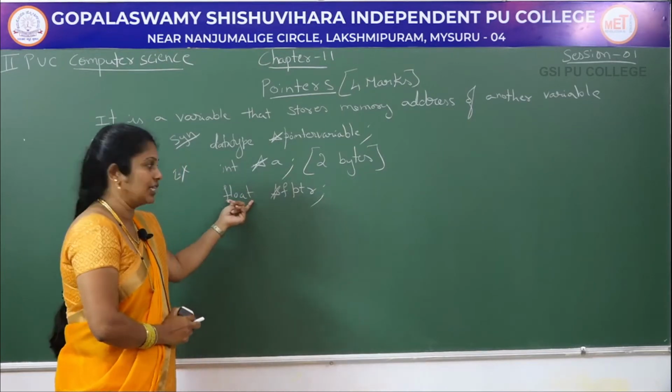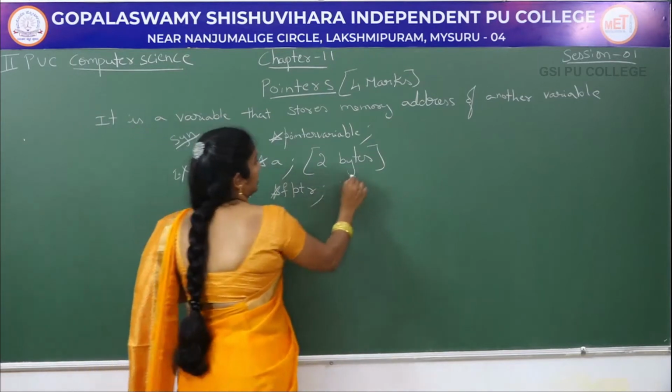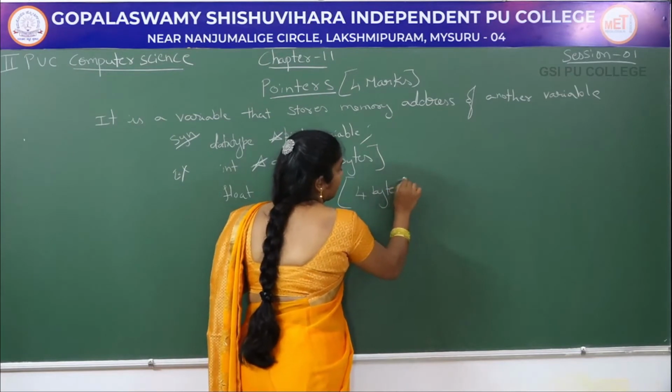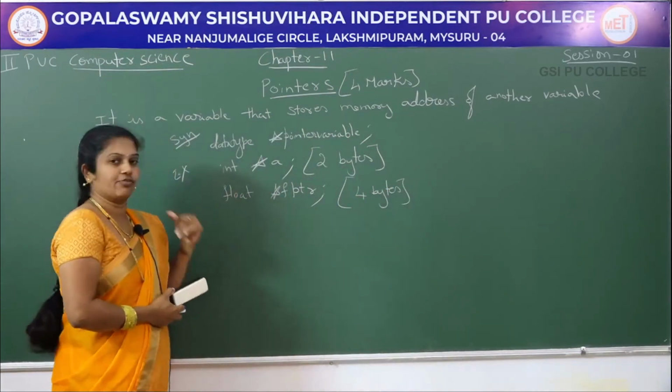float data type ಅನ್ನು represent ಮಾಡುತ್ತೆ. Once if it is float, then it takes 4 bytes of data. 4 bytes of space it is going to occupy.